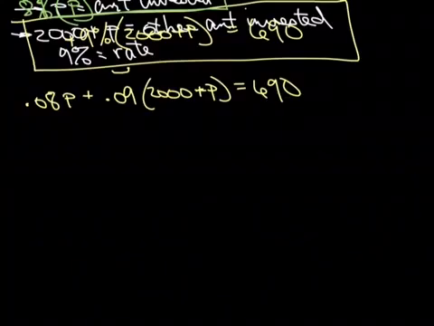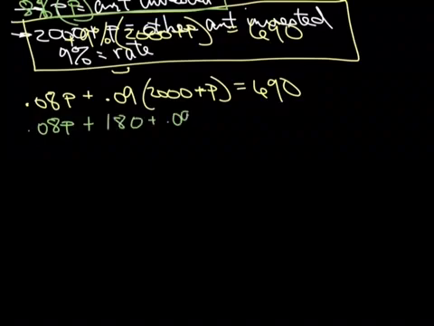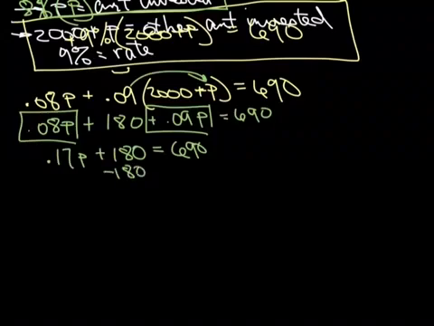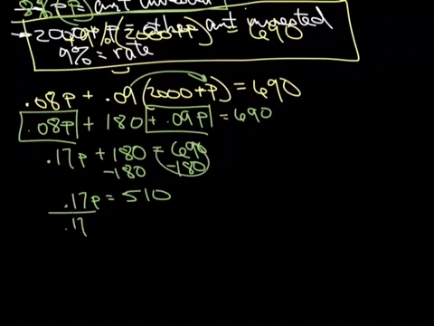I'm going to get rid of everything except this bottom equation here. Let's distribute this 0.09 times 2,000, and we get 180, and then 0.09 times P. Add those two together. We get 0.17P plus 180 equals 690. We subtract 180 from both sides and get 0.17P equals 510. Then we divide by 0.17, and our P is 510 divided by 0.17, so our P is 3,000.